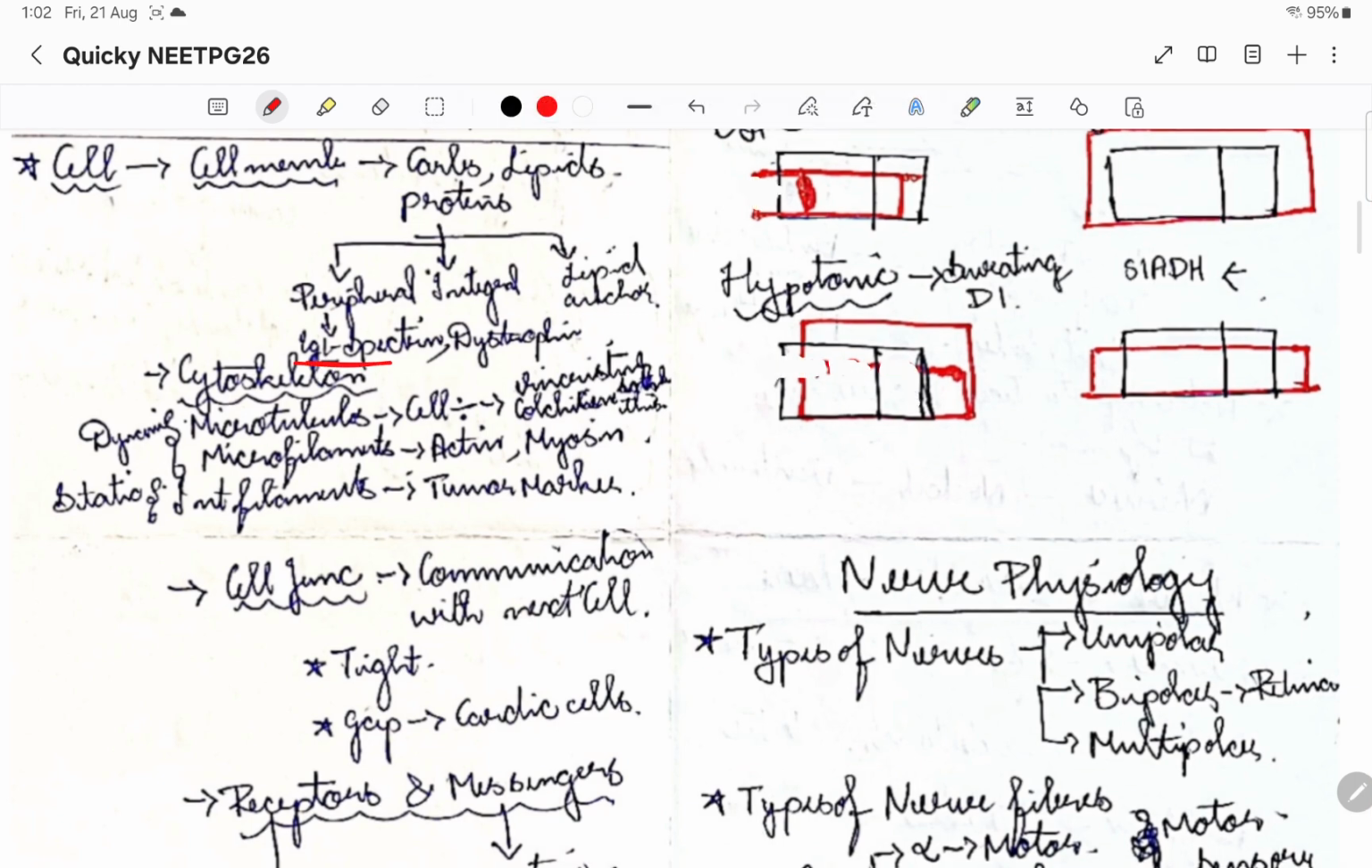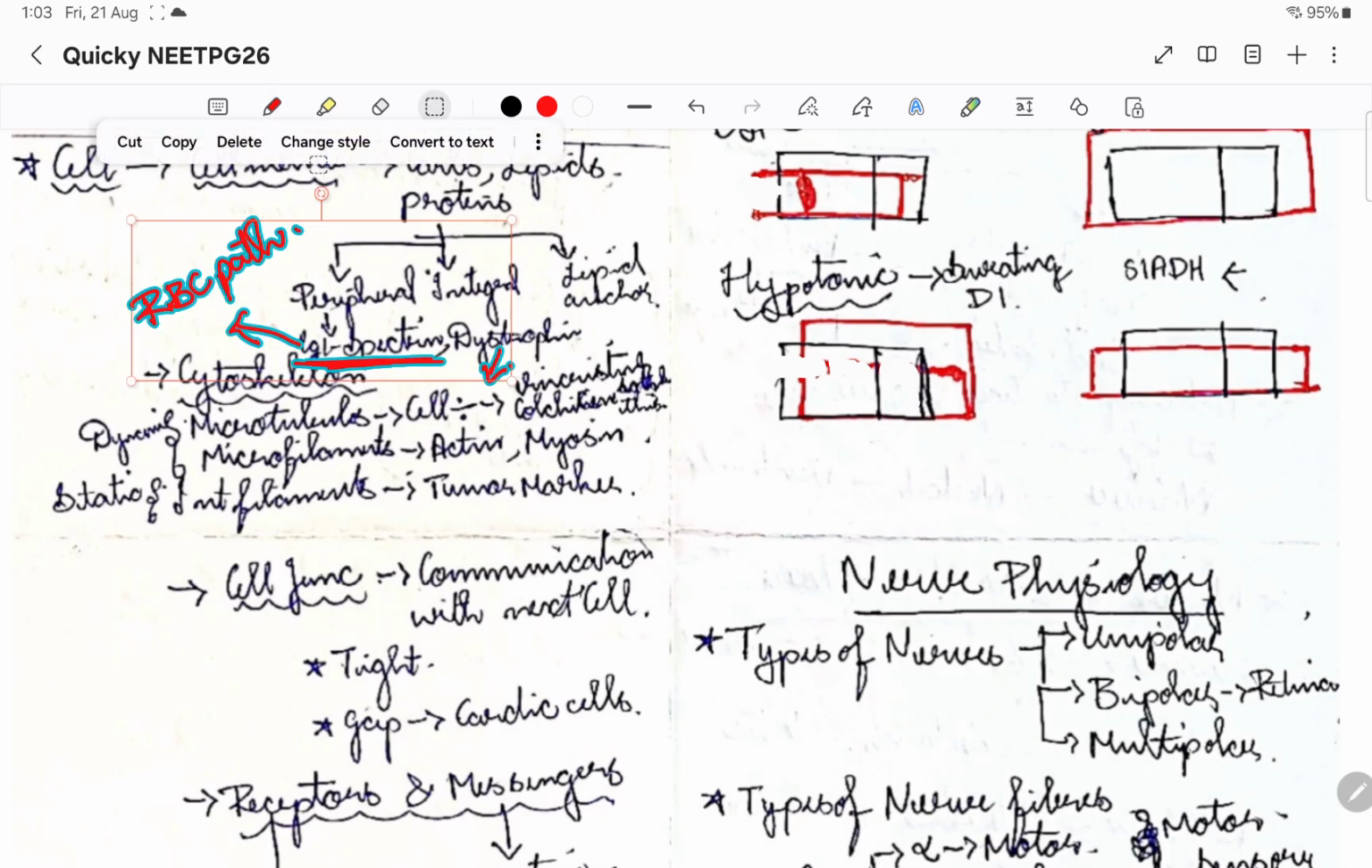Where does this spectrin come in? Spectrin can be seen when we are discussing RBC pathologies. For now, please remember there are peripheral proteins. When we are discussing it in hematology, I'll remind you that we had discussed this in physiology. So there is spectrin, and dystrophin, which is involved in a muscular disorder, Duchenne muscular dystrophy. So this is where the peripheral proteins will come in.